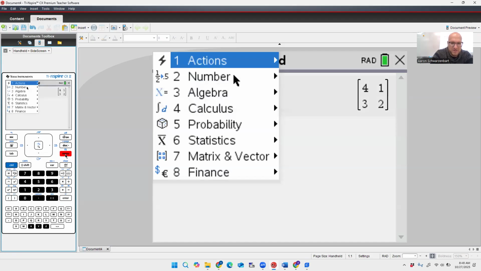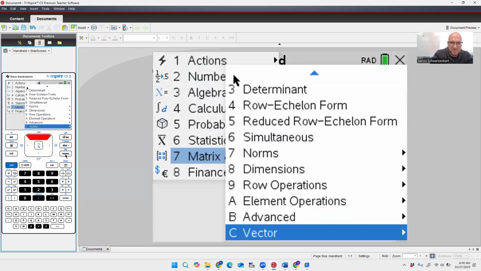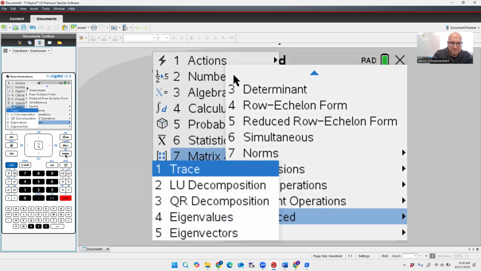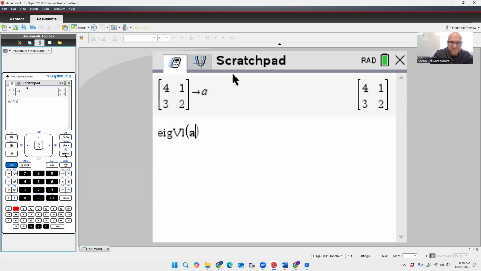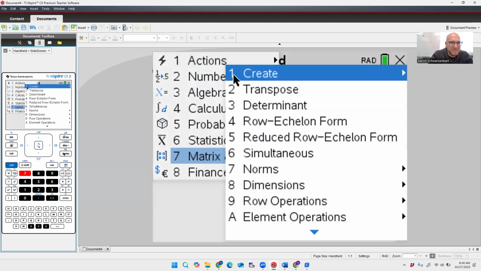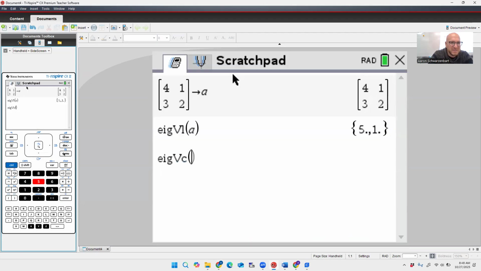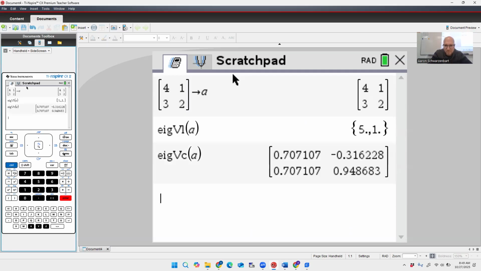So now menu, matrix and vector, advanced. Eigenvalues of A: 5 and 1. And we'll do eigenvectors. 1 over 1 and 1 over 2. 1 over 1 and negative 1 over 3, I believe. That's definitely 3 times as much. Okay, so we'll go back to the other screen.